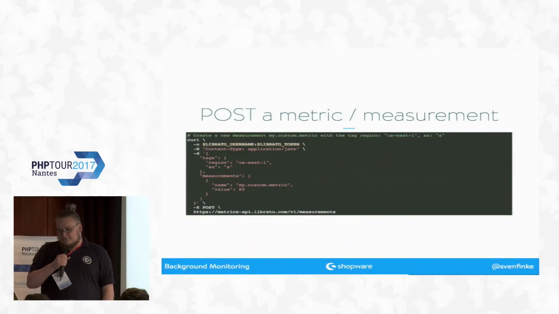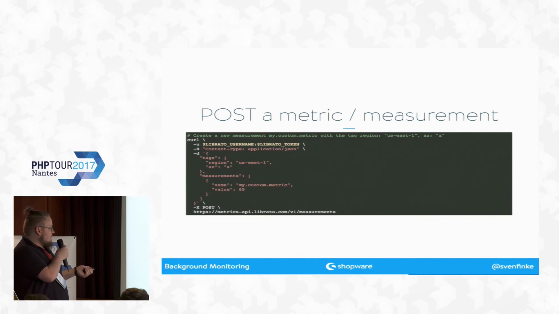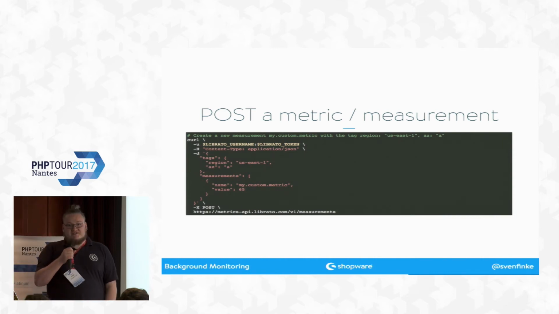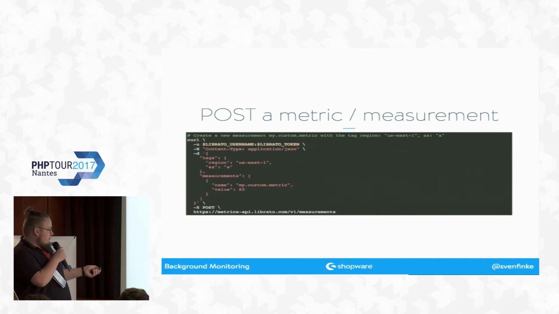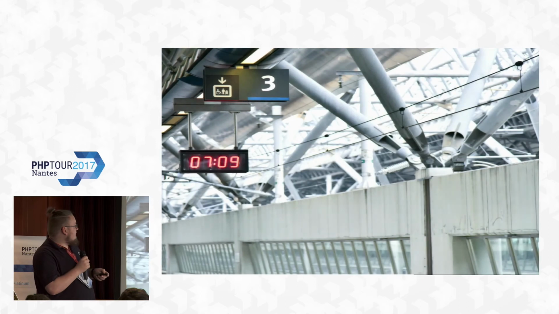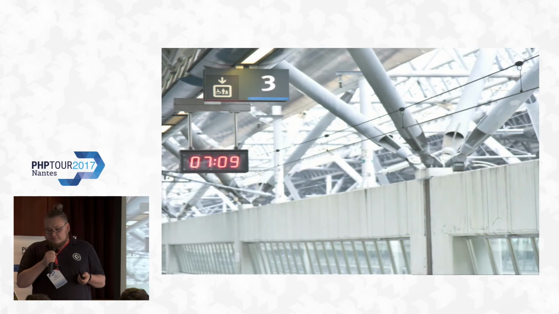How is this being done? Pretty much just by a post. You post the data you have to Librato, and that's it. You can define a name for that measurement. Pick a name that tells you as well as possible what is behind it. And just a value. You can also add some tags to it if you want to add an environment or anything. Yeah, so that's about the metrics aggregator.